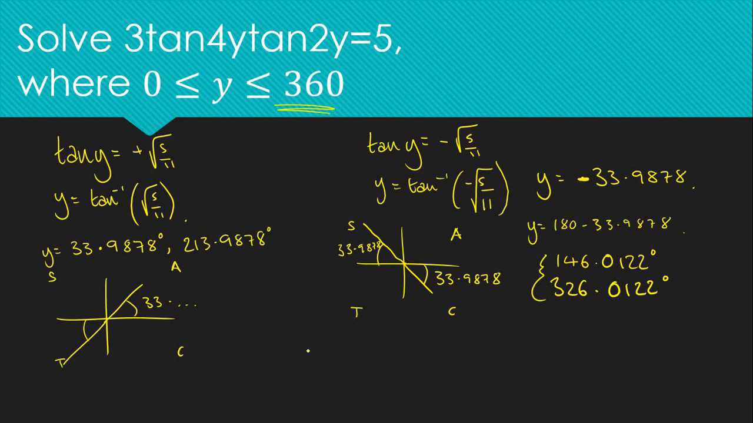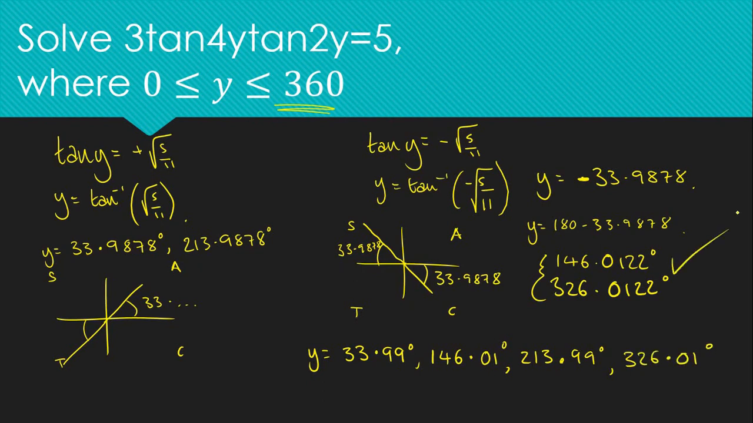I'm going to round to 2 decimal places, and I'm going to put them in order as well. So we've got y equals 33.99 degrees, 146.01 degrees, 213.99 degrees, and 326.01 degrees. Okie doke, there we go.